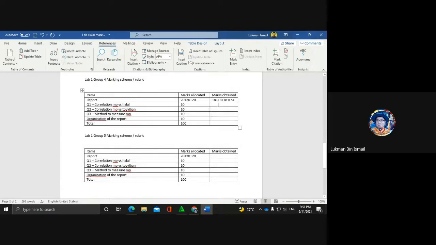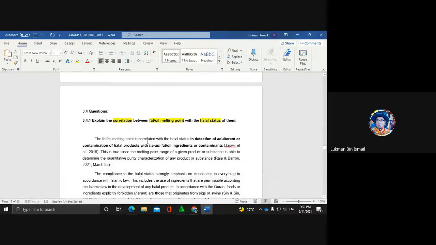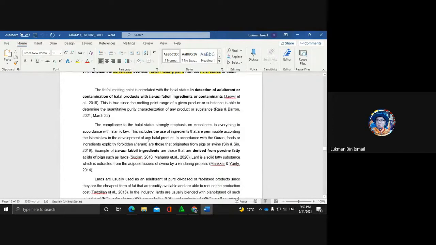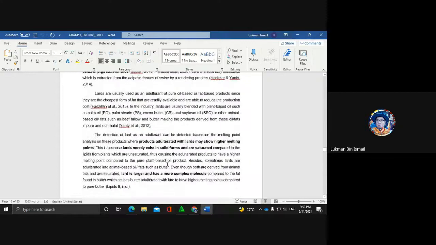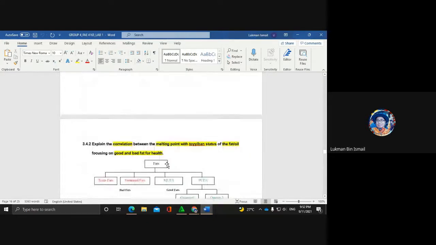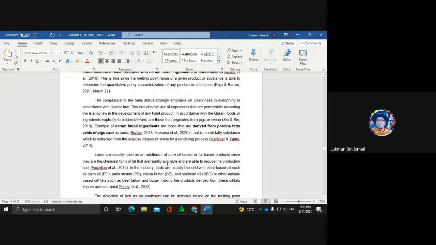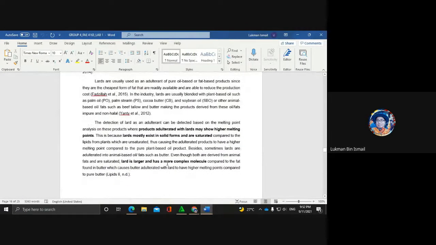Okay, and then the answer for question number 1. Correlation between fat oil and melting point, halal status. Of course, I provide a very good reference, Sufyan and Muhammad et al. 2020. Okay, I'm looking for what's the temperature for animal fat and temperature for plant fat. Melting point, where is it?